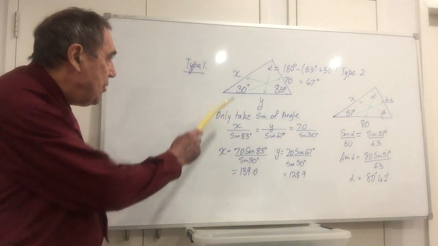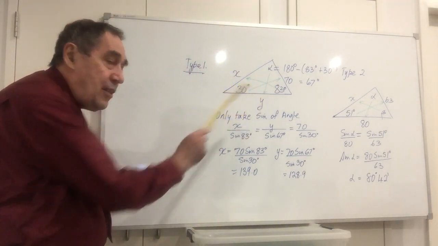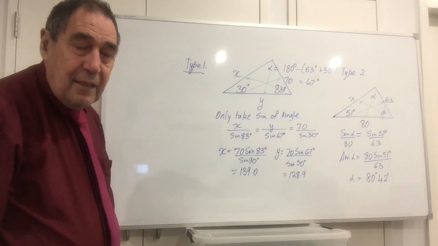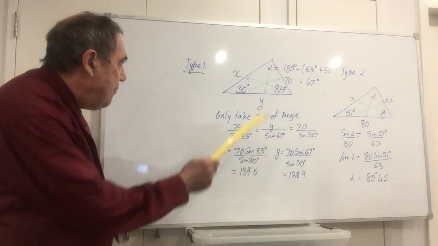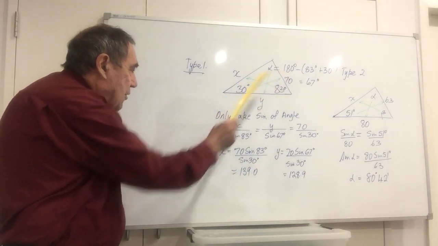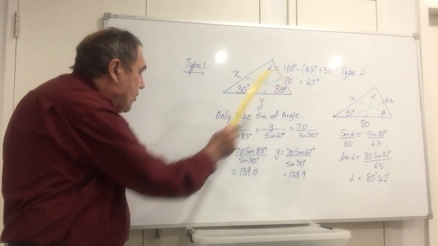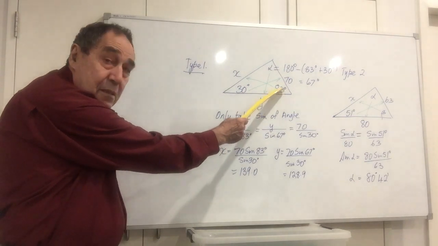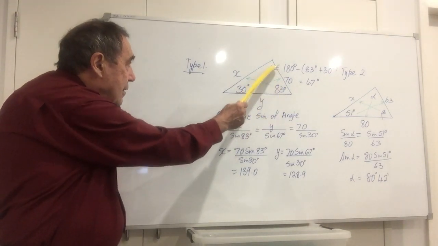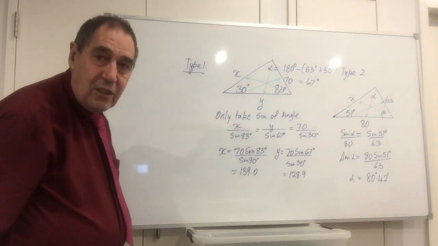If we have an equation with three angles and three sides as I've named here, then we can equate the sine of an angle with the side opposite the angle. You notice this angle matches up with that side. This angle here matches up with that side, and this angle matches up with that side.